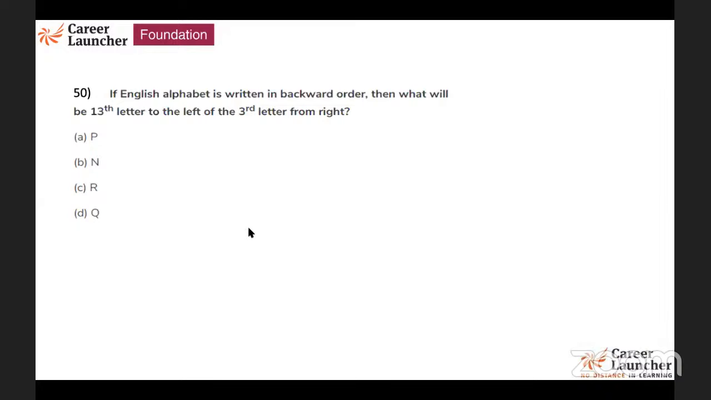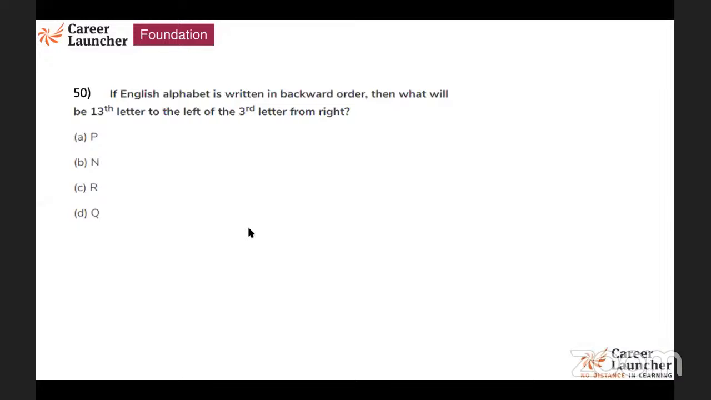If the alphabet is written in backward order, then what will be the 13th letter to the left of the third letter from the right? So Z is 1 and A is 26. That is the way to look at it. And then what will be the 13th letter to the left of the third letter from the right?